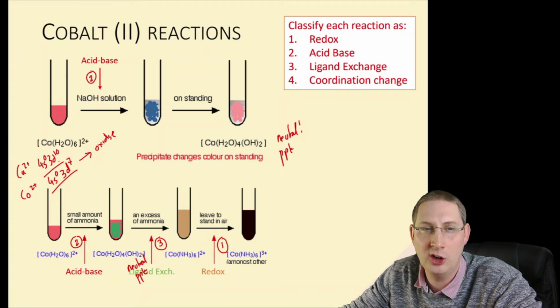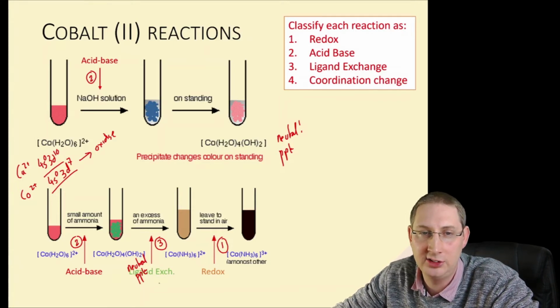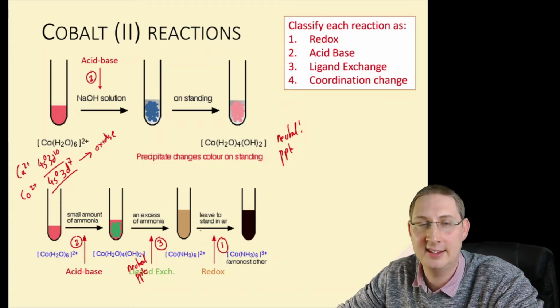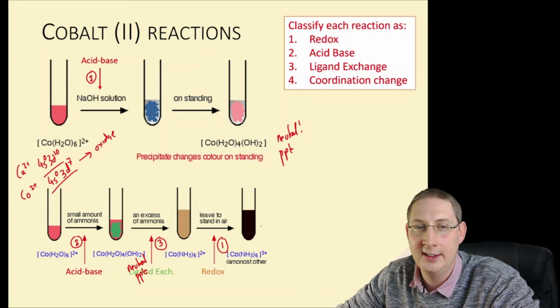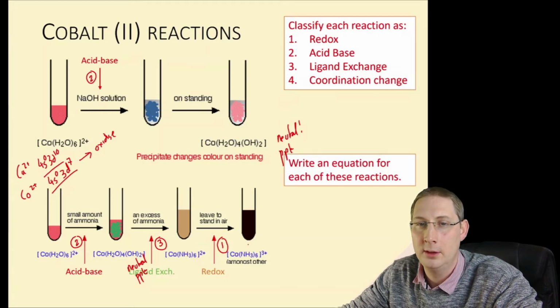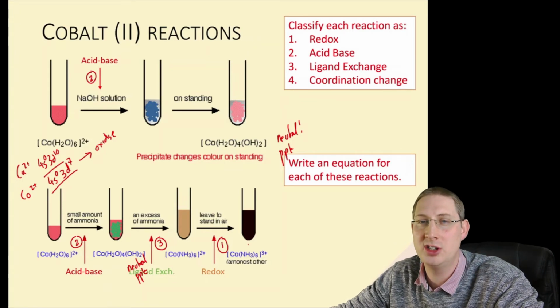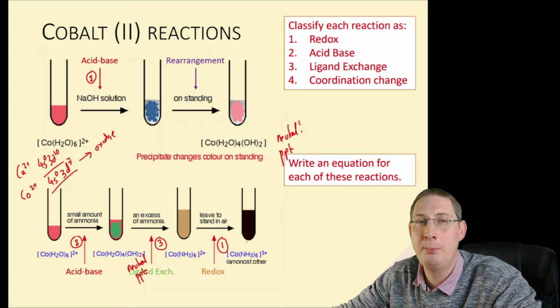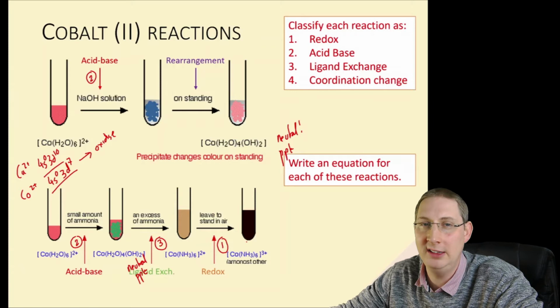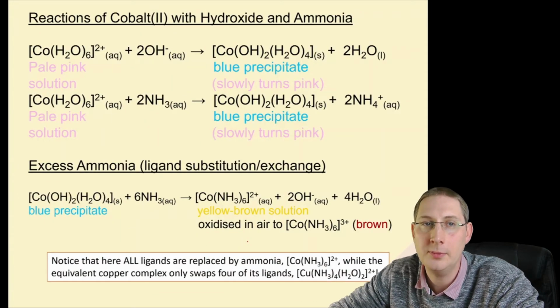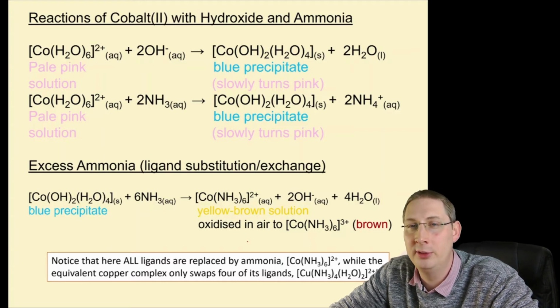So acid-base at the top, acid-base bottom left, ligand exchange down here under my scribbles, and redox. All of these are hexa or octahedral complexes, sorry, so they are all 6 coordinate. If you really want to challenge yourself, write an equation for each of these reactions, because that is a skill you need to be able to do. As I've said there, the blue turning to the pink is a rearrangement of the ligands within the precipitate, and don't worry about that, you don't need to know. Okay, so this is summing up those reactions.